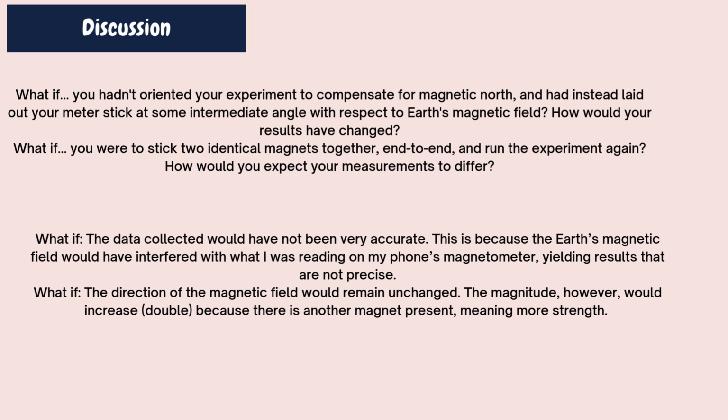So now, what if you were to stick two identical magnets together end to end and run the experiment again? How would you expect your measurements to differ? So the direction of the magnetic field would actually remain unchanged. However, the magnitude would increase, likely double, because there was another magnet present, meaning that there's more strength.